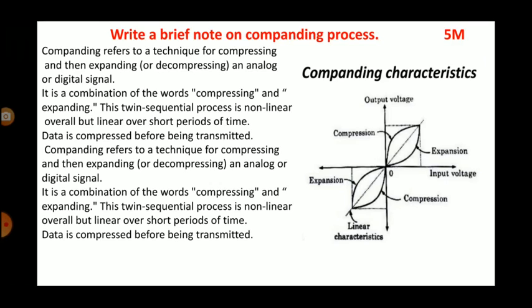This twin sequential process is non-linear overall but linear over short periods of time. Data is compressed before being transmitted. Companding refers to a technique for compressing and then expanding an analog or digital signal, a combination of the words compressing and expanding.